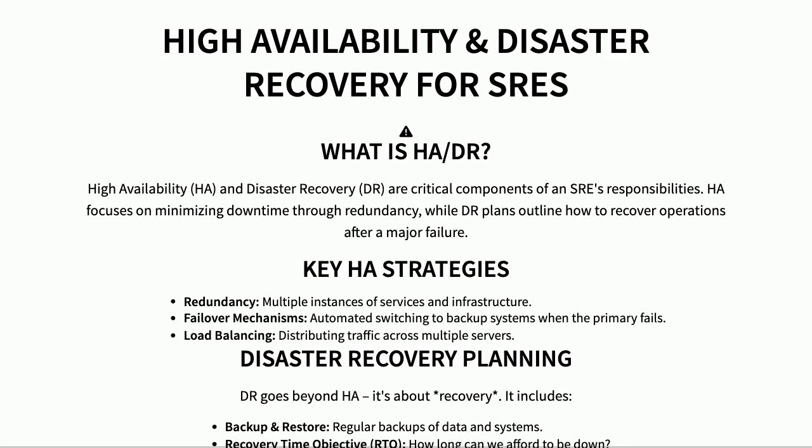Let's talk about keeping things running smoothly. High availability and disaster recovery are all about minimizing downtime for our services. Think of high availability as making sure that if one part of a system fails, another immediately steps in to take its place. Redundancy, failovers, and smart load balancing are key here. Disaster recovery is even bigger picture. It's the plan we have when something really bad happens. It starts with regular backups so we can restore everything, and it focuses on defining how quickly we need to be back online (RTO) and how much data we can afford to lose (RPO).